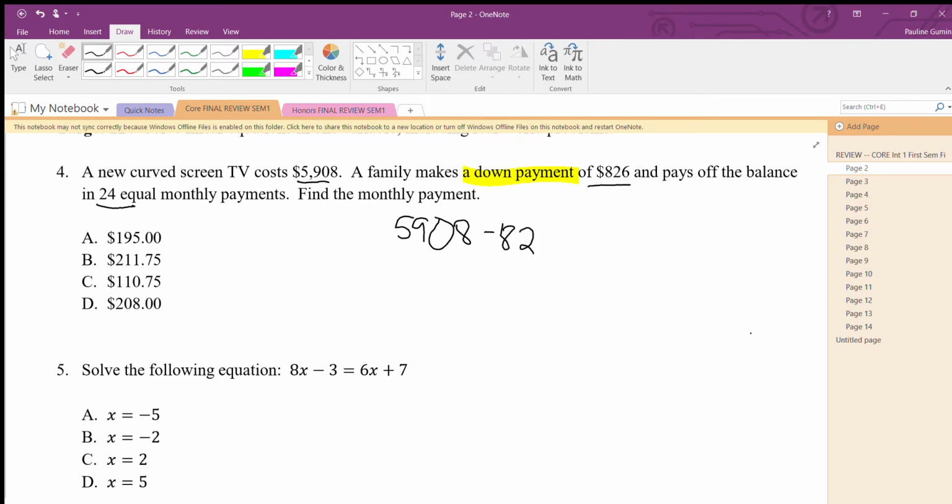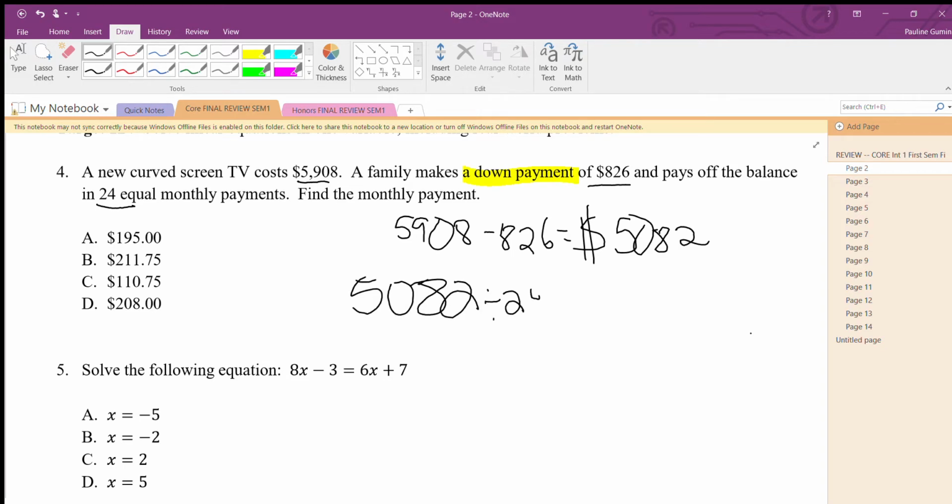So they had that on them when they were there, which means they have $5,082 left to pay off. They decide to pay that balance off in 24 equal payments, meaning we're going to take 5,082 and divide it by 24. Your calculator should give you the answer of B.